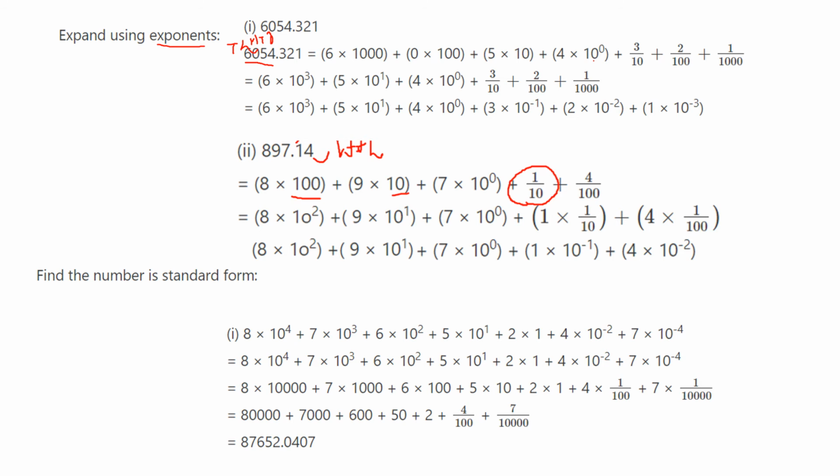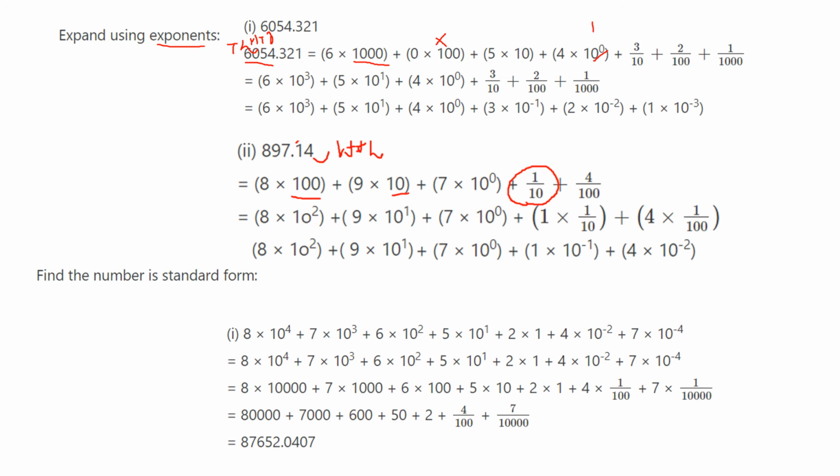That means that is 1. Plus 0.321: 3 means tenths. So 3 by 10 plus 2 by 100 plus 1 by 1000. Next step, 1000 we can write in exponent form, that is 10 cube. Here there is no 100, so leave it. And 5 into 10 we can write as 5 into 10 to the power 1, and 4 into 10 to the power 0, plus 3 by 10 plus 2 by 100 plus 1 by 1000.